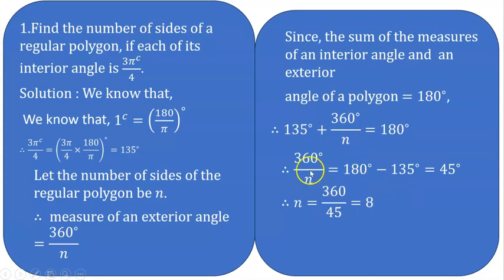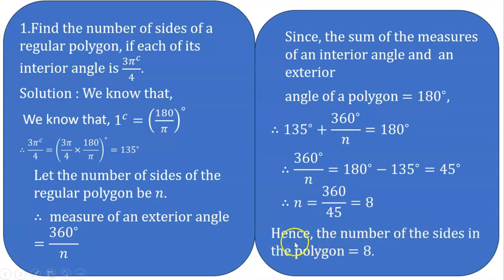If we simplify this, that is 360 degree upon n is equals to 180 degree minus 135. Then you will get here 45, and hence 360 degree upon n is equals to 45 degree, and hence n is equals to 360 upon 45, and that is equals to 8. Hence the value of n is 8, and hence it is an octagon. Hence the number of sides of the polygon is equals to 8.